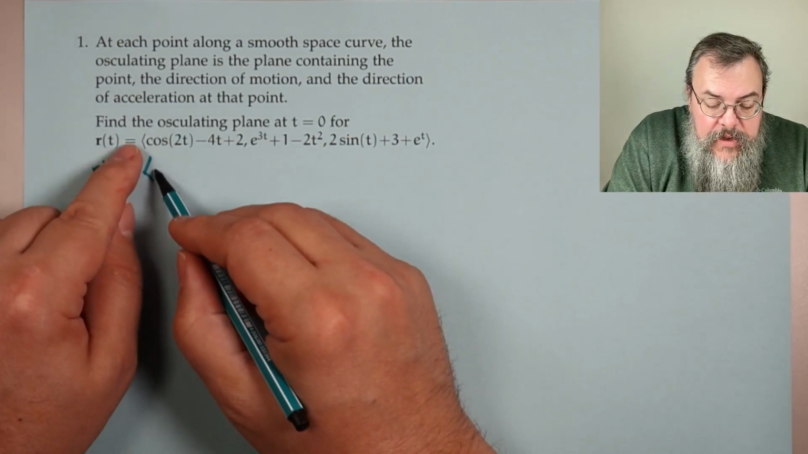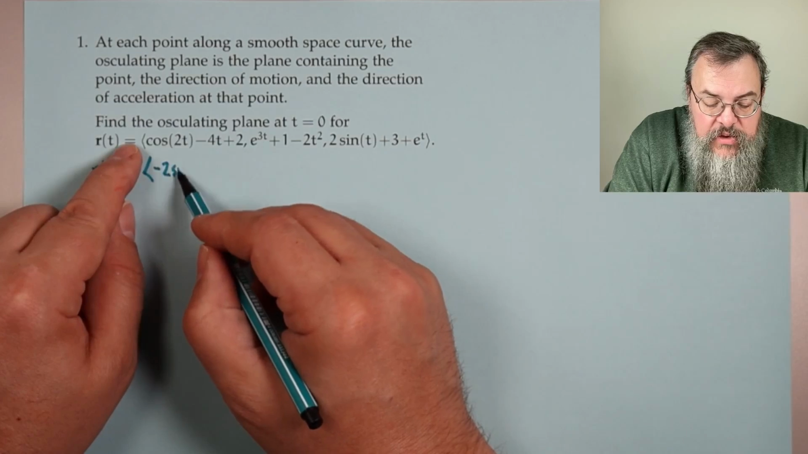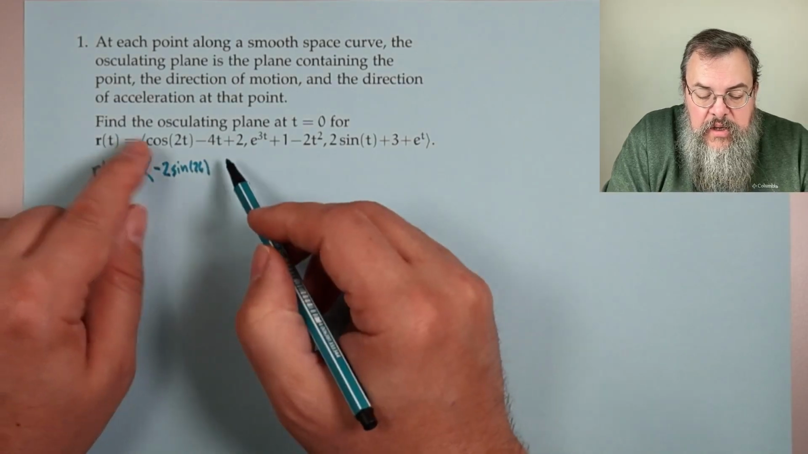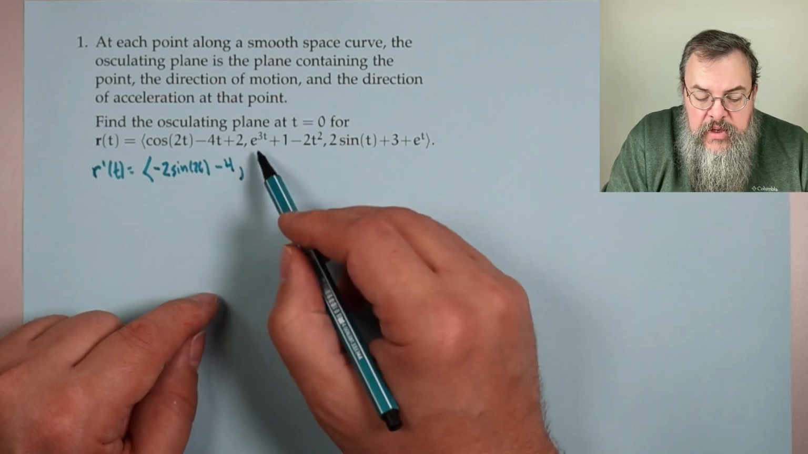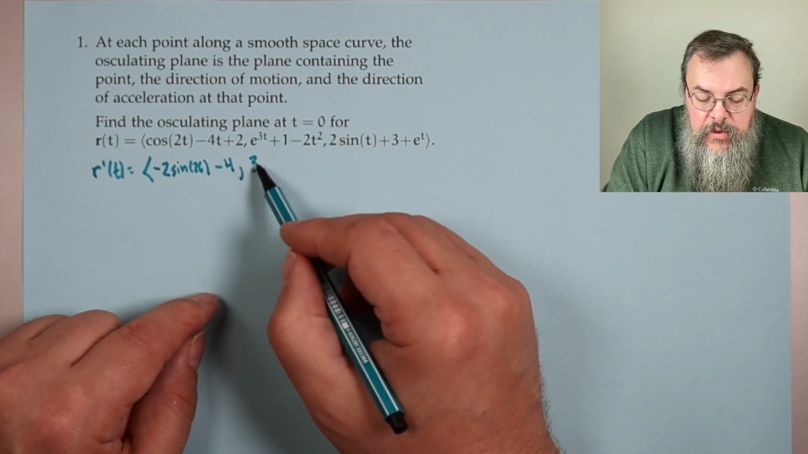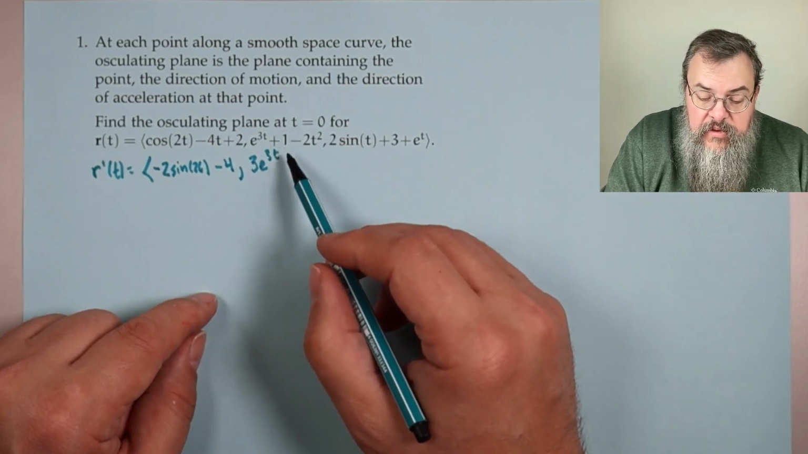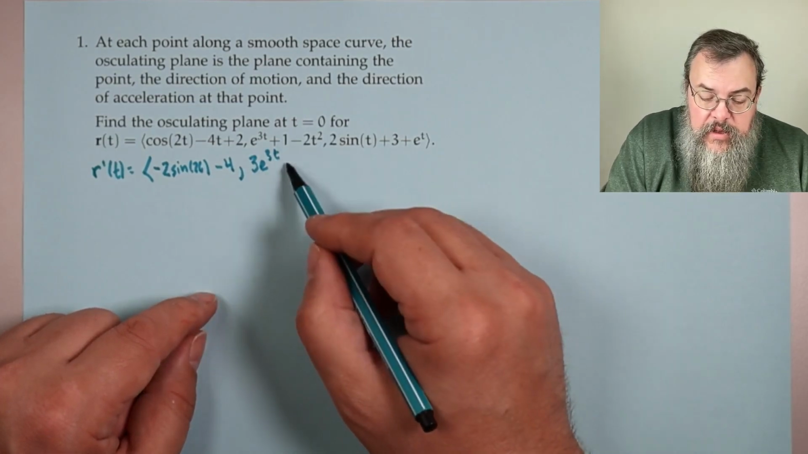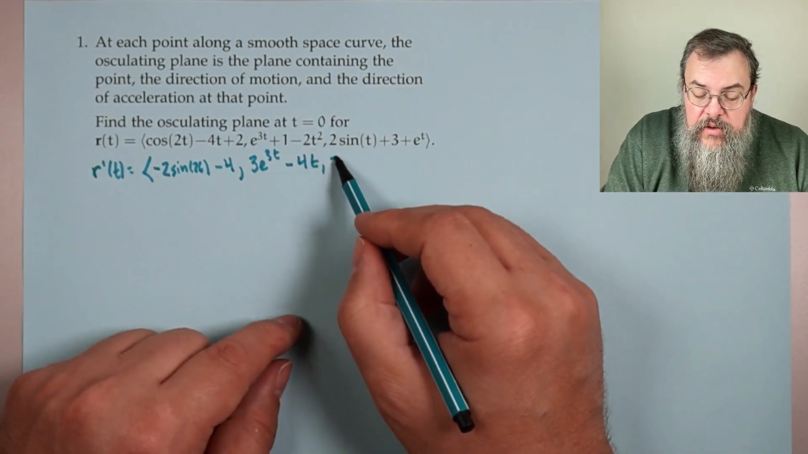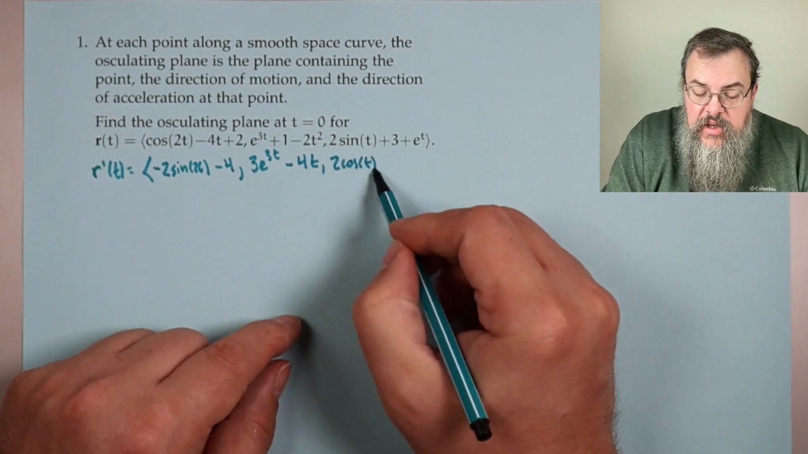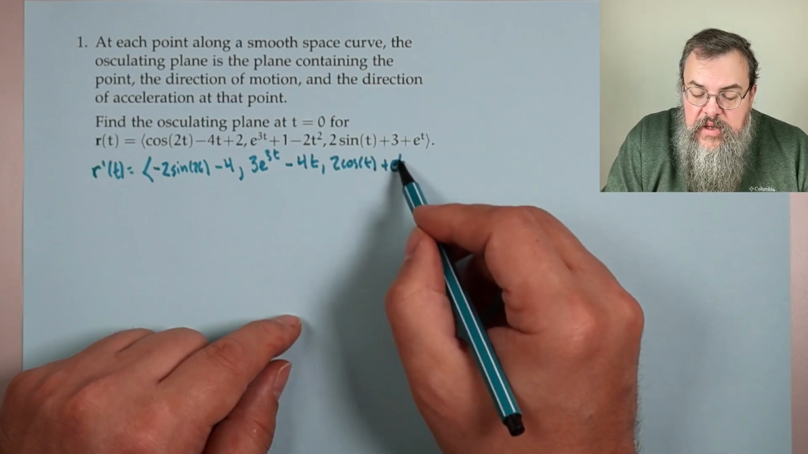So we have derivative of cosine, negative sine, don't forget the chain rule, so minus 2 sine 2t, derivative of negative 4t, minus 4, derivative of 2 is 0. Derivative of e to the 3t, we're into our second slot, by the way, 3e to the 3t, derivative of plus 1, 0. Minus 2t squared, minus 4t. Derivative of 2 sine t, 2 cosine t. Derivative of 3 is 0, and then derivative of e to the t is e to the t.